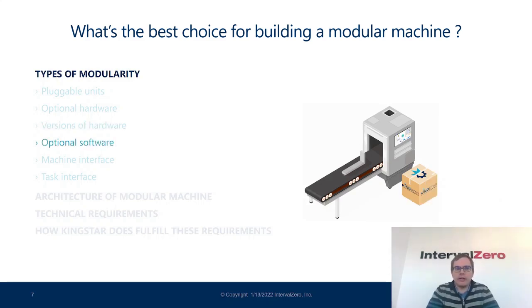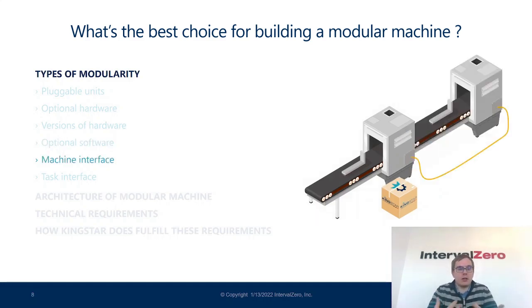Once we've seen the modularity in hardware, we're now going for the software. So same thing for software, you will have optional modules, which could be tools, analysis, result presentation, connection to other systems. And one of these software modules will be the machine interface.